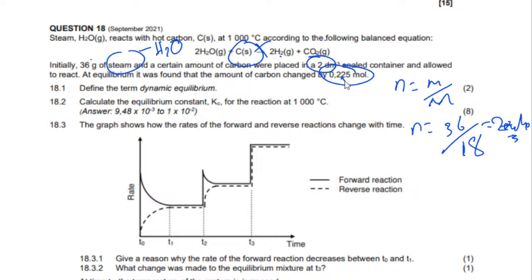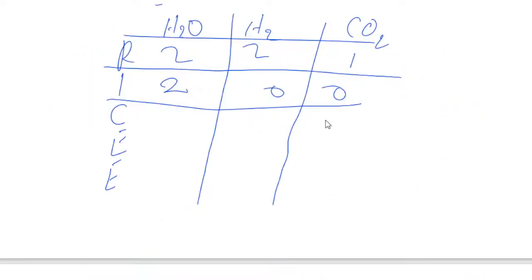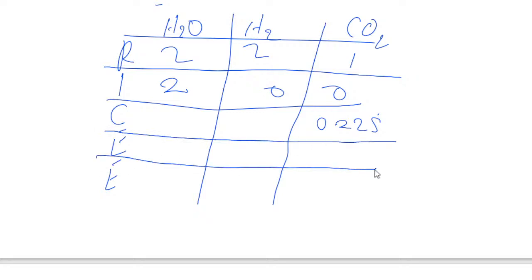But they say that at equilibrium, what happened? They found out this. Meaning that this is the amount I'm going to find for carbon dioxide, because the mole ratio is 1 to 1. So I'm going to say 0.225. That is what is being used. And at equilibrium, I'm going to find the same thing, 0.225, because it's a product. What you find at equilibrium is what is produced for the case of a product.